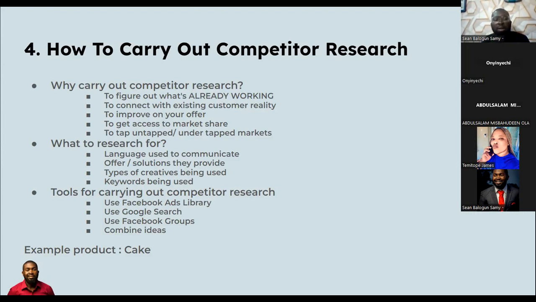That leads me to the last point, which is to tap into untapped markets, right? One of the reasons why you carry out competitor research is to help you tap markets that have not yet been tapped, or that your competitor is underutilizing, right? Those are some of the reasons why you carry out competitor research. So what exactly do you research for?